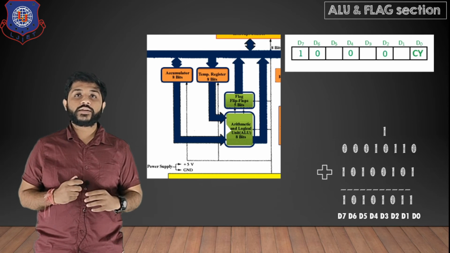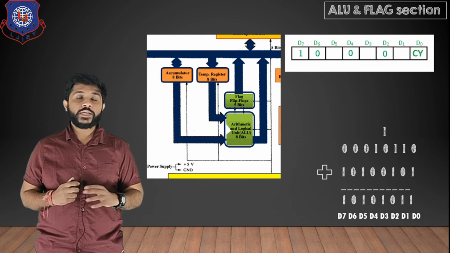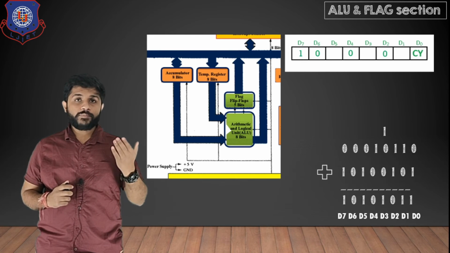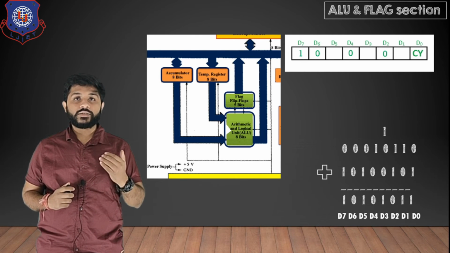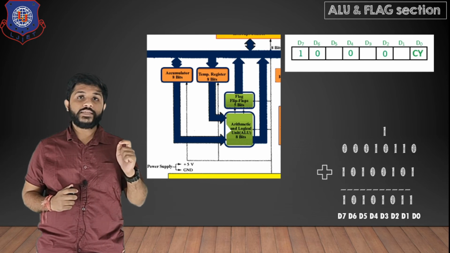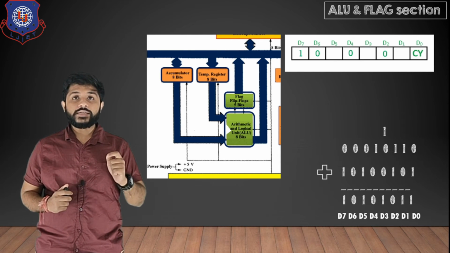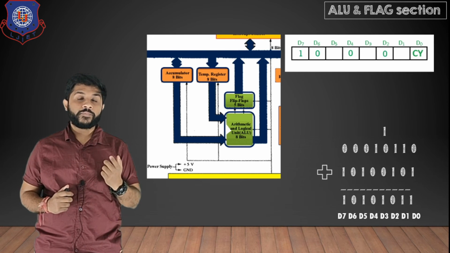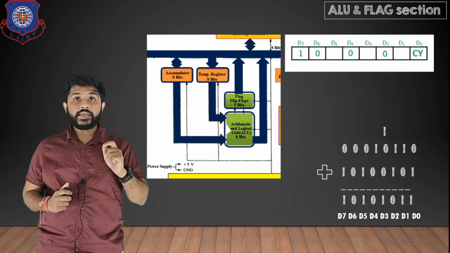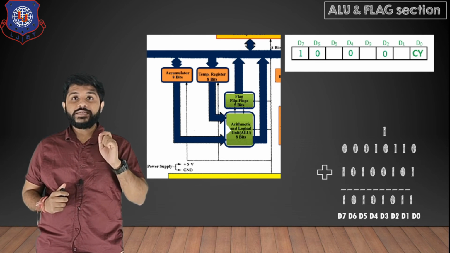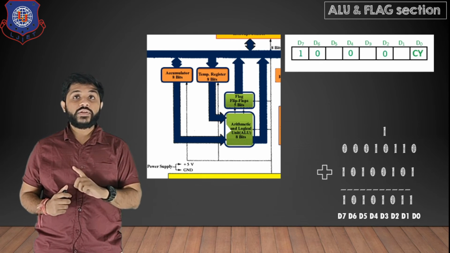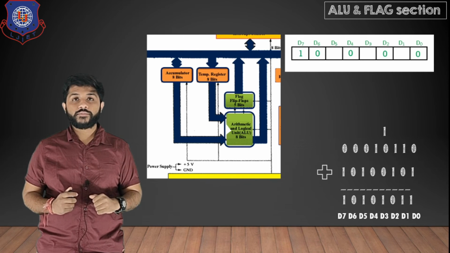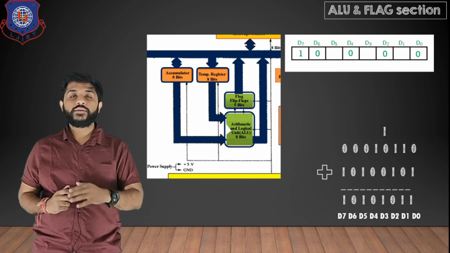The last flag is the carry flag, and when will the carry flag be set? When you are performing addition of, let's say, 8 bits and you are getting 9 bits in the answer. So we are getting an 8-bit answer and the 9th bit is the carry. When the carry is generated at the D7 bit, in that case only the carry flag will be set. If we are getting a carry apart from the D7 bit, in that case the carry flag will not be set. So right now the carry flag will be reset because the carry is not generated at the D7 bit.